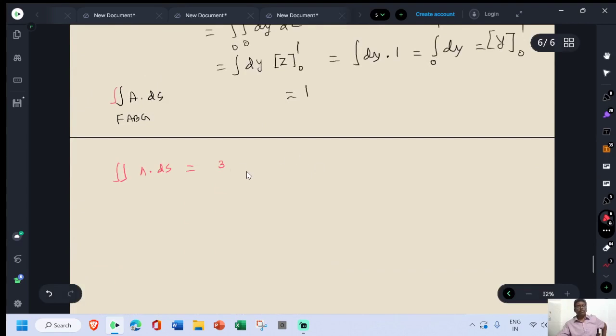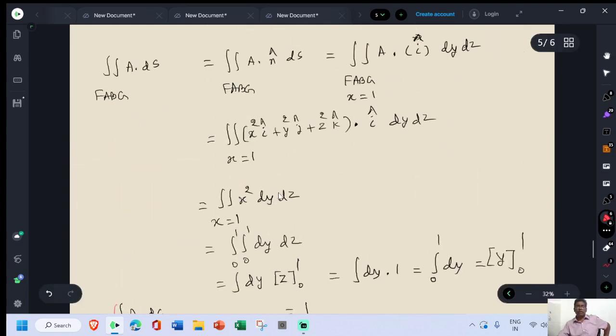A dot dS is 3. And already we have proved that the triple integral of div A dV equals 3. Both the sides are equal. Hence we have verified the Gauss divergence theorem for the given problem.